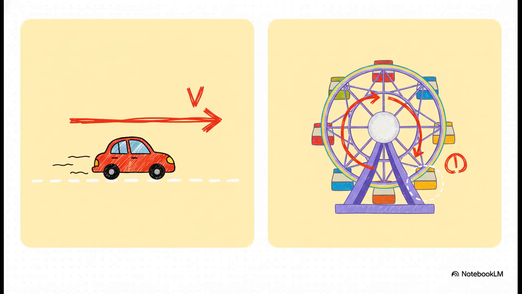Let's make an analogy here. We all get linear velocity, right? That's just how fast you're going in a straight line, meters per second, miles per hour. Well, angular velocity is the exact same idea, just for things that are spinning. Instead of distance over time, it's angle over time. It's just the circle version of speed.